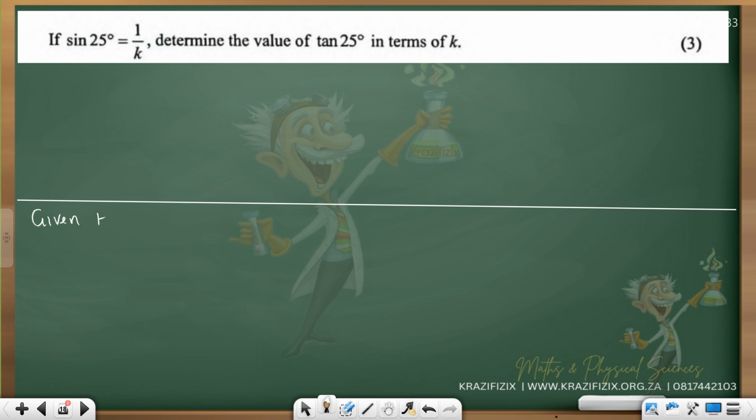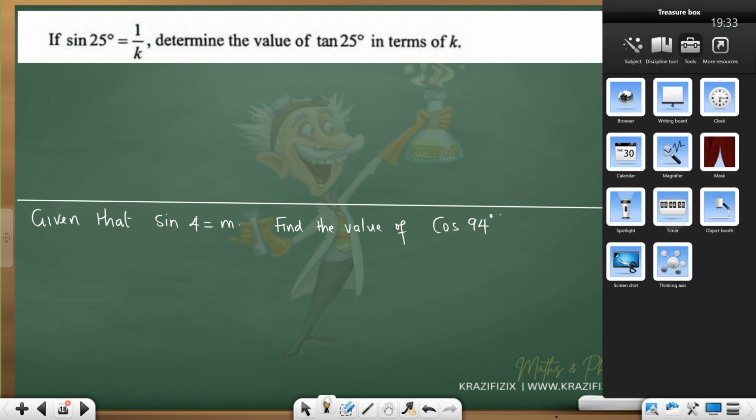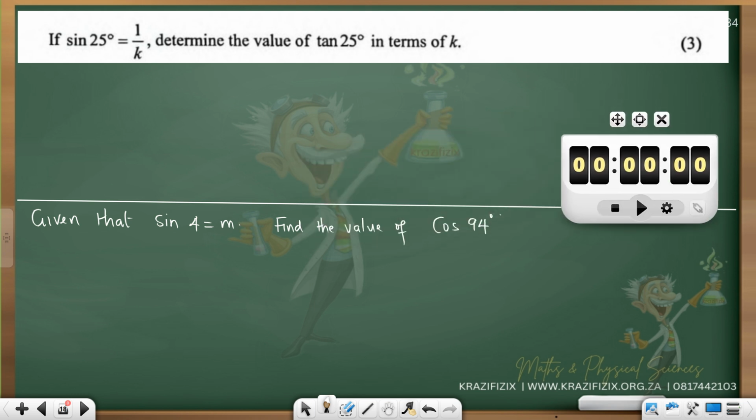Just 2 questions. Given that sine 4 equals m. I have 2 questions for you. Then we do the last part of reduction, which is something we're going to take from grade 10. I want you to crack your head on these 2 for me.